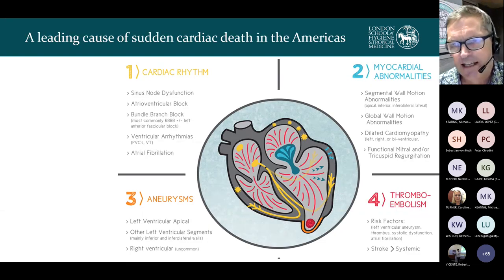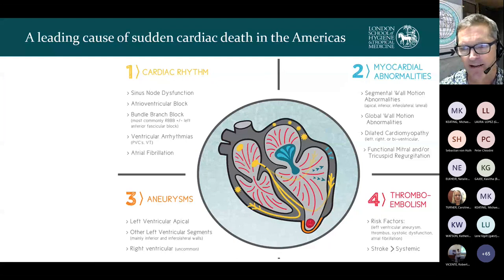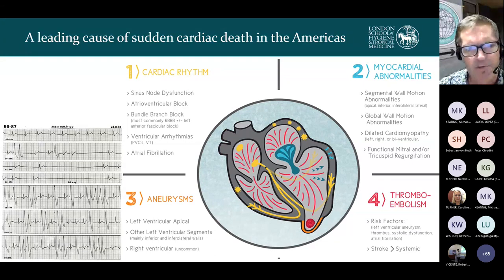Almost certainly, these four elements play a part in the increased risk of cardiac death in the Americas that is attributable to Chagas disease. So as well as rhythm disturbances and myocardial abnormalities, most particularly dilated cardiomyopathy, there's a tendency to aneurysm formation and subsequent thromboembolism. But the major problem is that a lot of this goes on silently until it's extremely advanced and it suddenly manifests in some catastrophic event.